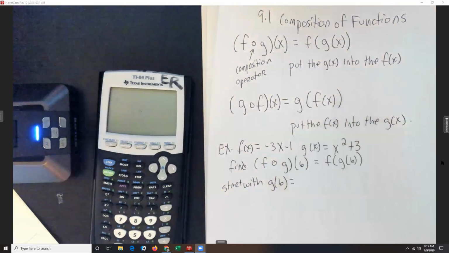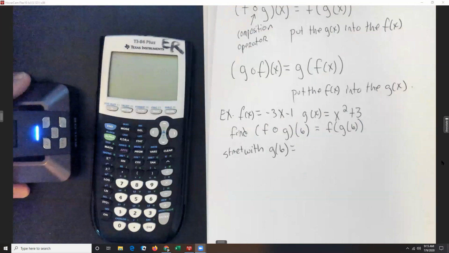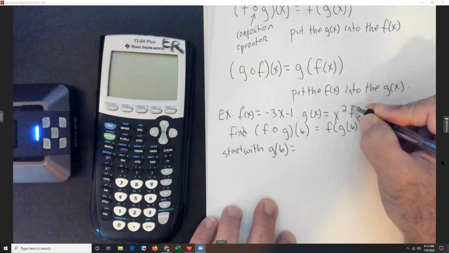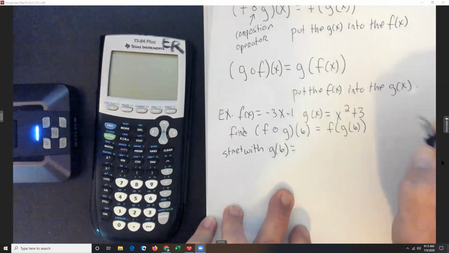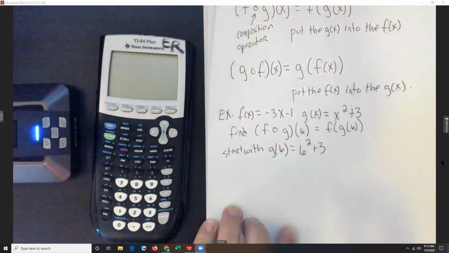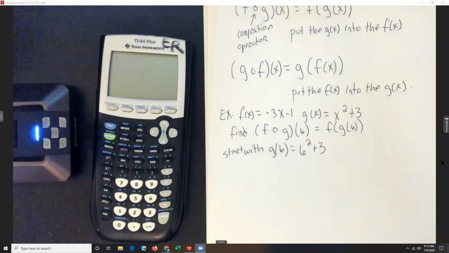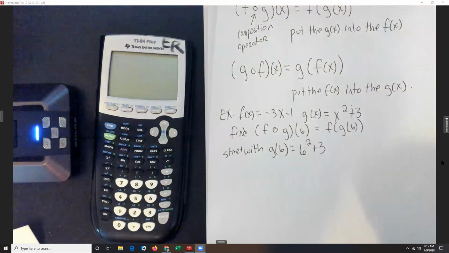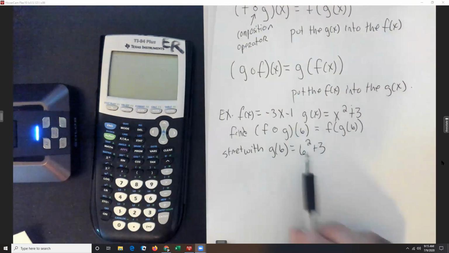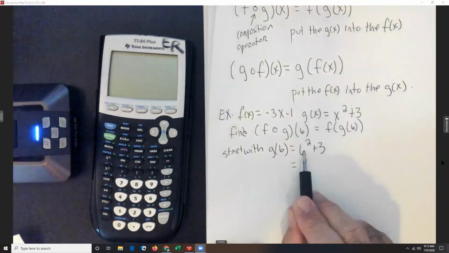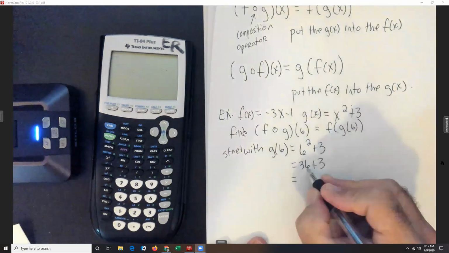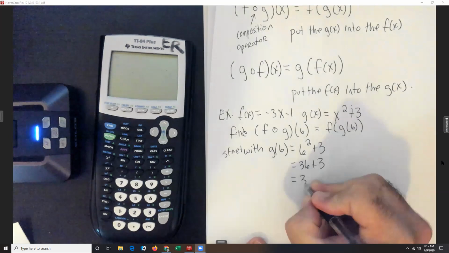All right, y'all, so here's the thing. To find g of 6, I got to take the g equation and put a 6 in for the x so that I get a 6 squared plus 3. So y'all with me? I'm taking the g equation and I'm putting that 6 into it first. So let's see what this equals. 6 times 6 is 36 plus 3. 36 plus 3 will give us 39.